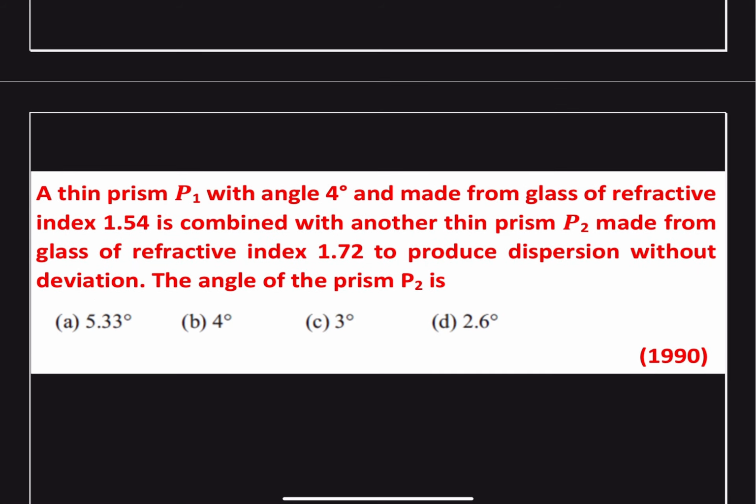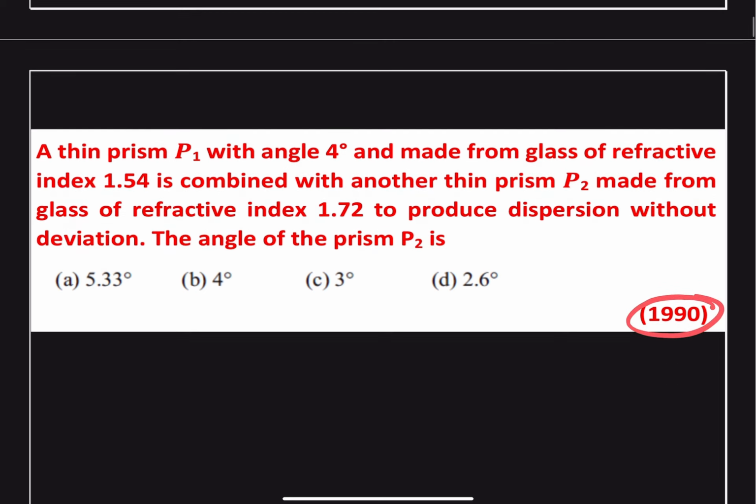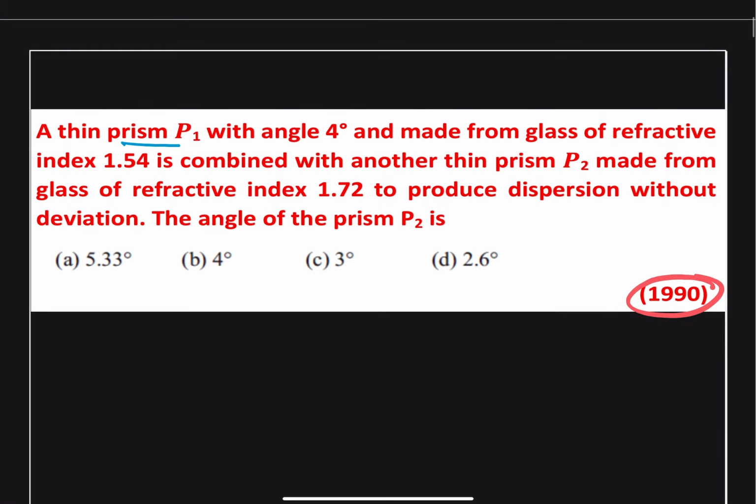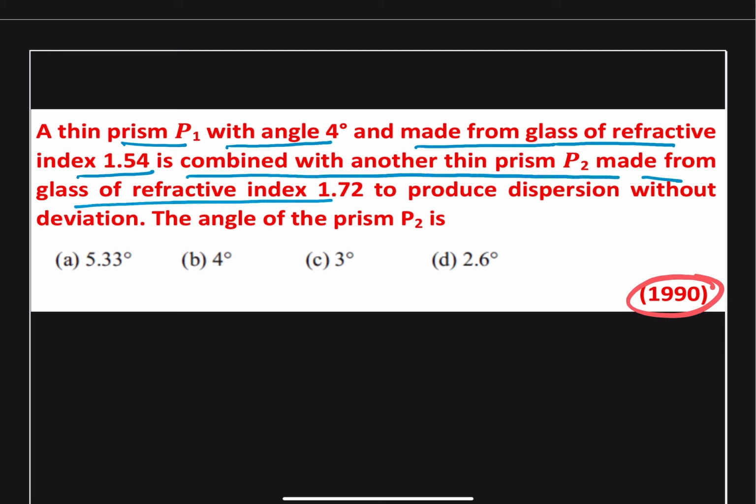It was asked in the year 1990, and it states that a thin prism P1 with the angle 4 degree made from glass of refractive index 1.54 is combined with another thin prism P2 made from glass of refractive index 1.72 to produce dispersion without deviation. The angle of the prism P2 is.